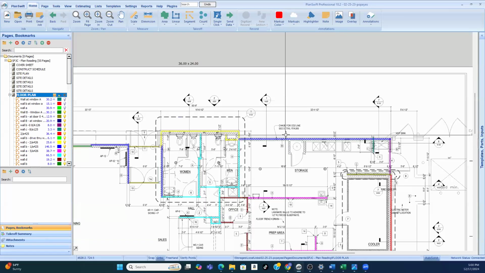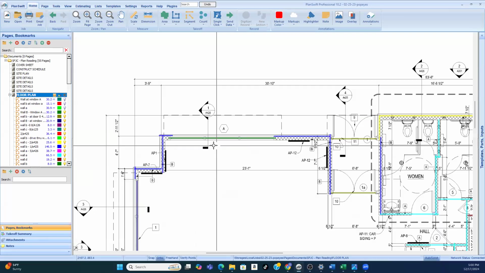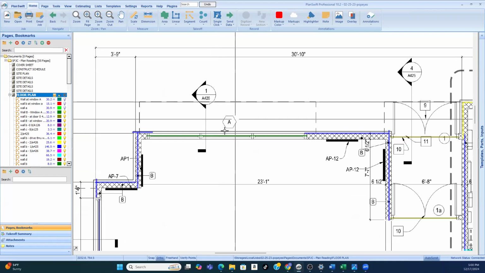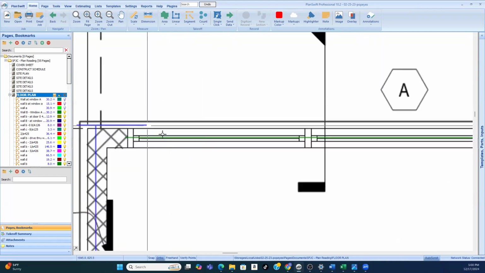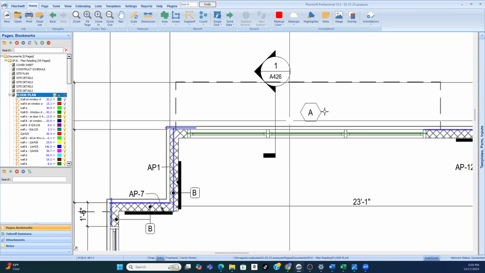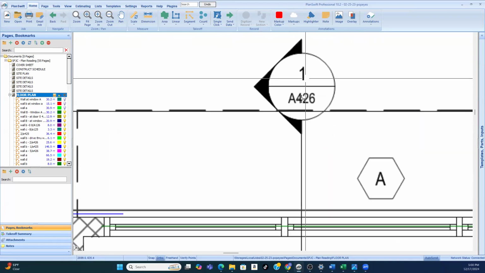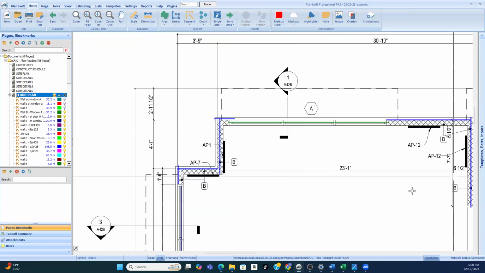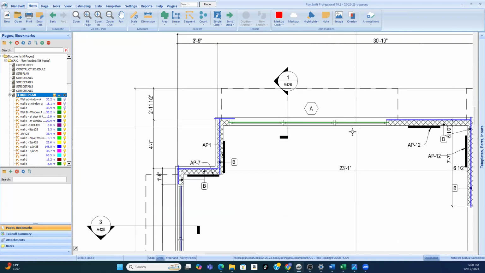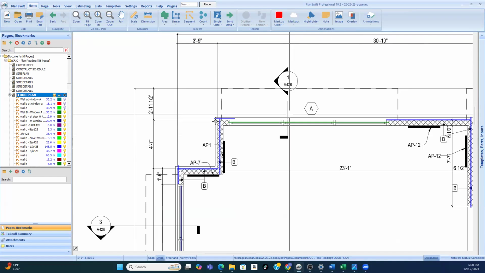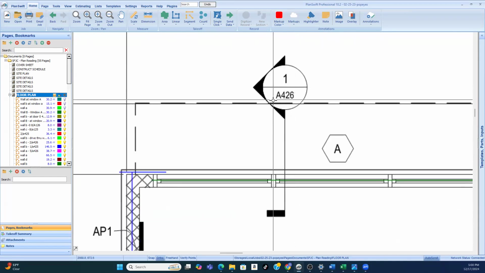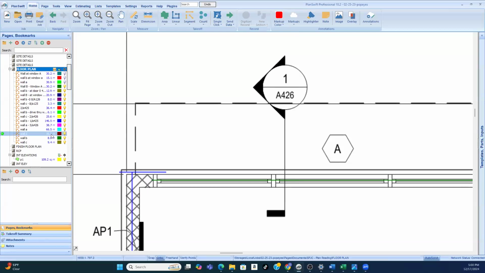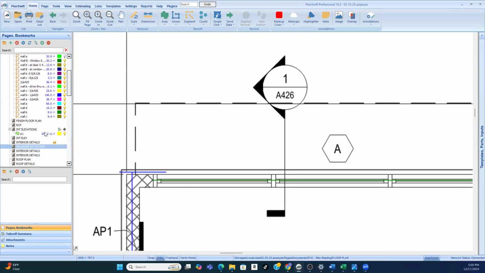Let's just start over here. This is a representation of a window, right? The little frame where it looks like glass or whatever. This is window A. And so section view 1 over A 426 is the architect saying, hey, if you want to know how the wall is built at window A, then I want you to look at image or picture number 1 on page A 426. And so that's what we'll do.